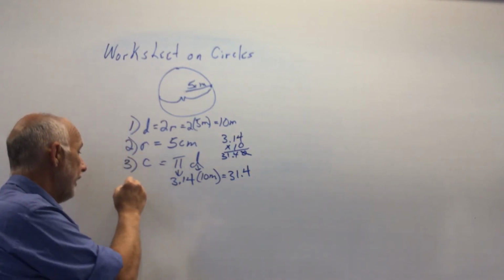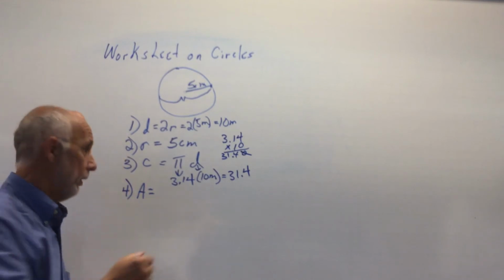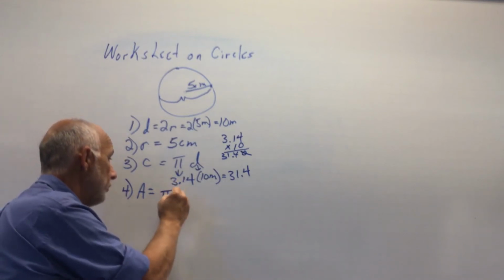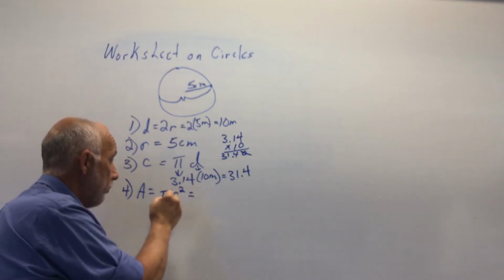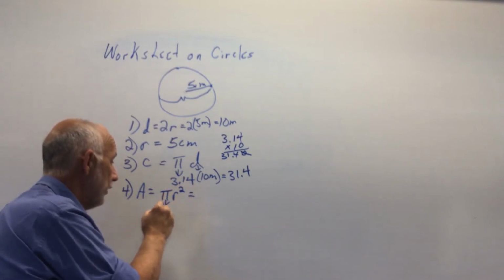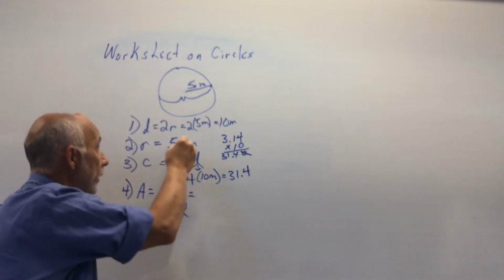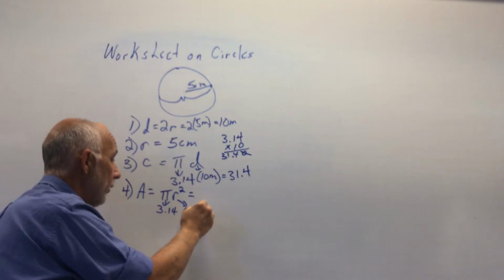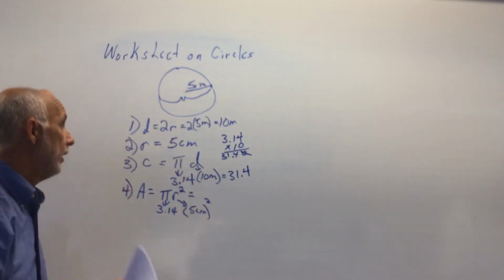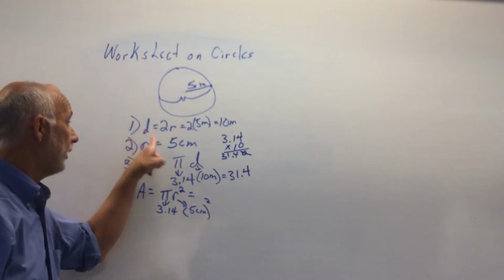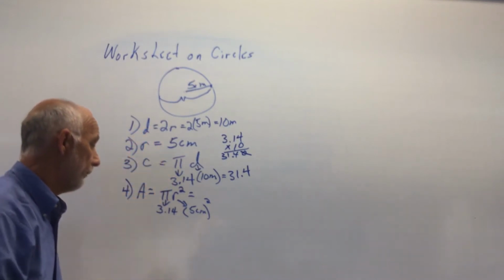And then finally, I asked you to find the area. Once again, you have a formula which says pi times the radius squared. Again, replace pi with 3.14. Replace the radius with 5 centimeters. By the way, please notice I made you find the diameter and the radius because you need to use both. You use the diameter to find circumference, you use the radius to find area.